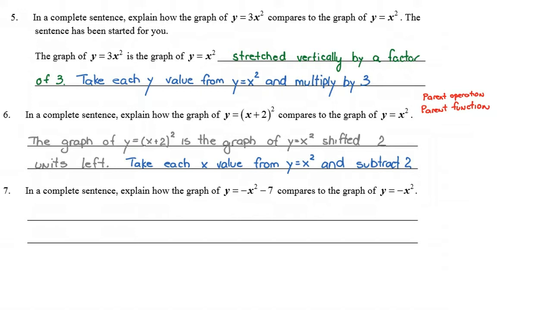Okay, let's look at this last one now. In a complete sentence, explain how the graph of y equals negative x squared minus 7 compares to the graph of y equals negative x squared. So notice, we've thrown a little curveball at you here. I'm telling you that my starting graph is y equals negative x squared, which is already right here.